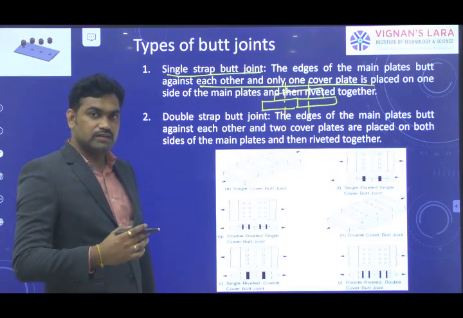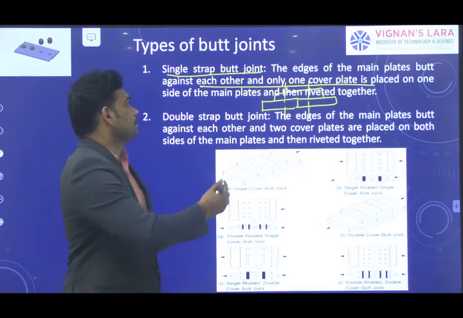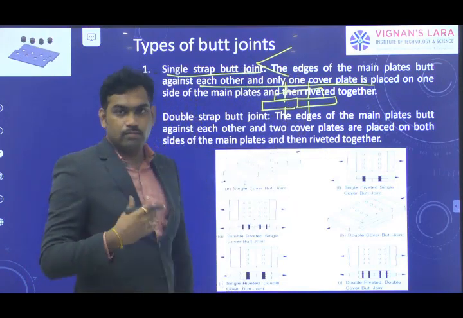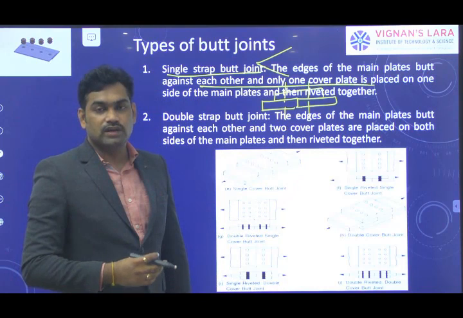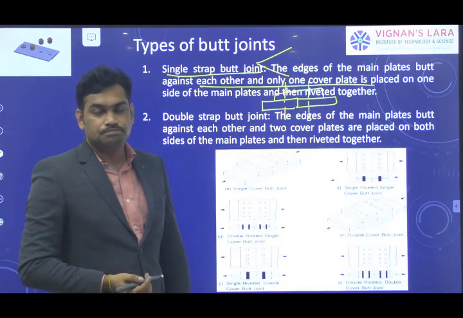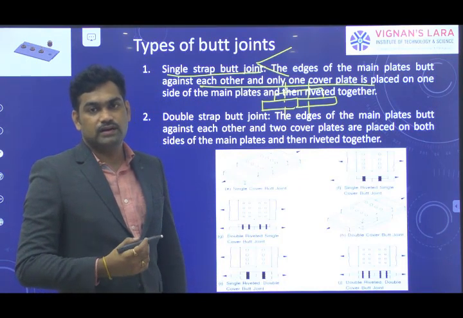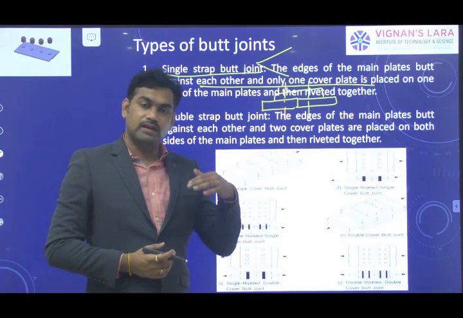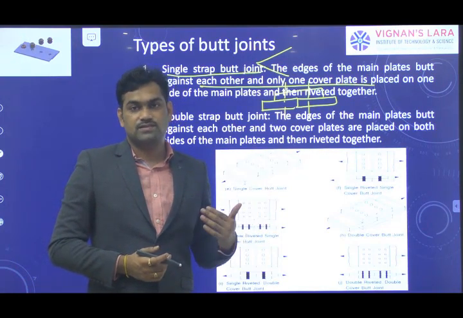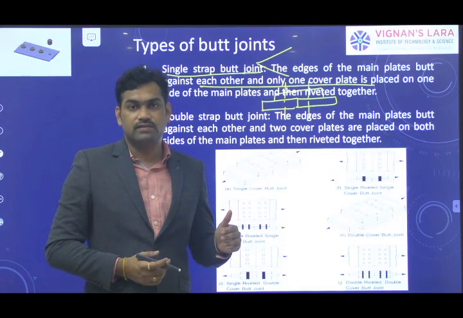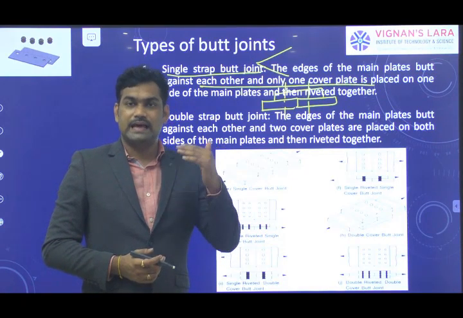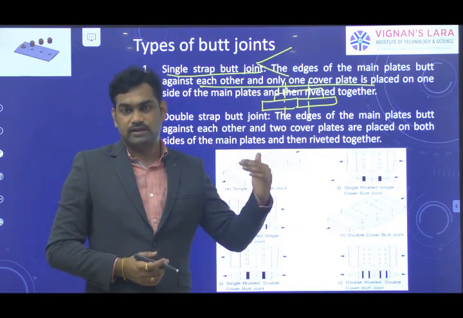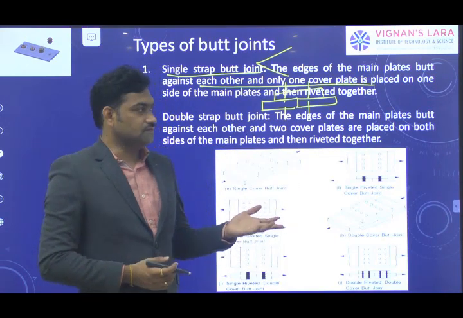Again, in that single strap butt joint, this can be classified based upon the number of rows of rivets. So we can have the single riveted single strap butt joint, and the double riveted single strap butt joint. Again, in the double riveted we can classify based upon the arrangement of rivets: single strap double riveted chain type, single strap double riveted zigzag type. Likewise you can classify it.